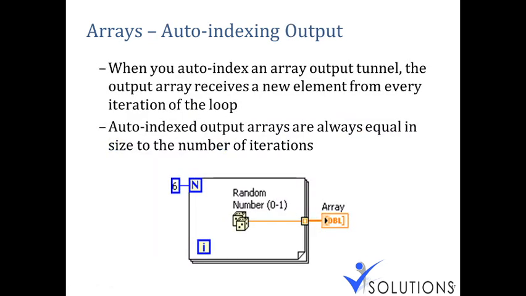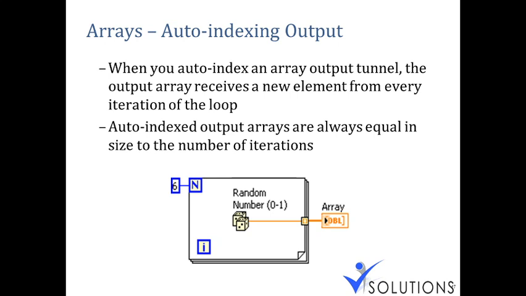Now coming back to this, I'm going to show you what happens in an auto indexing tunnel. When I talk about a tunnel, normal or auto indexing, it basically has two types: input tunnel and output tunnel. The input tunnel brings the data from outside to inside of the loop, and the output tunnel takes the data outside the loop.